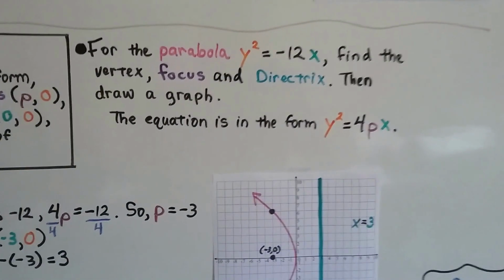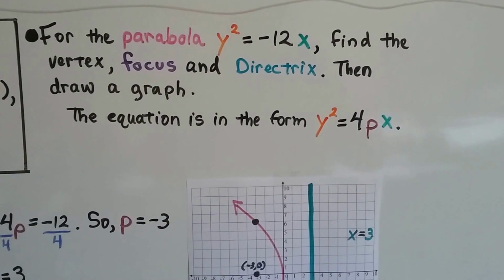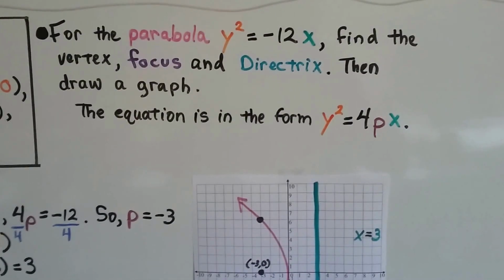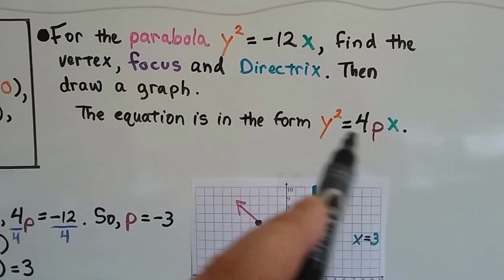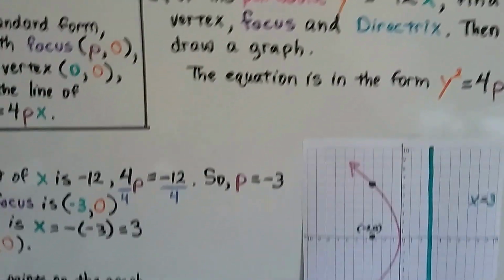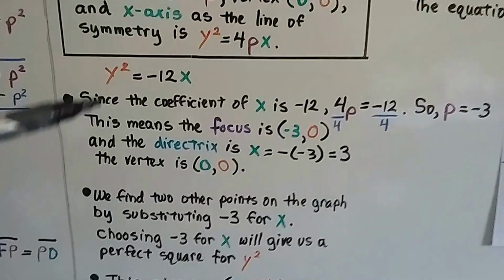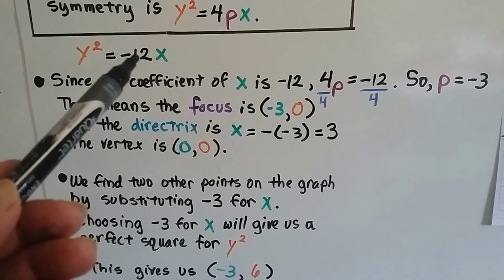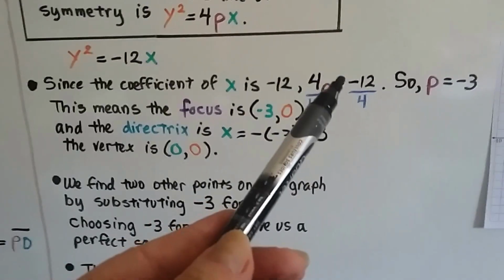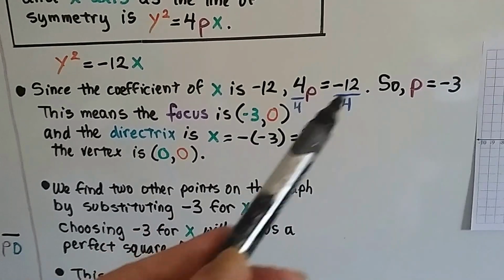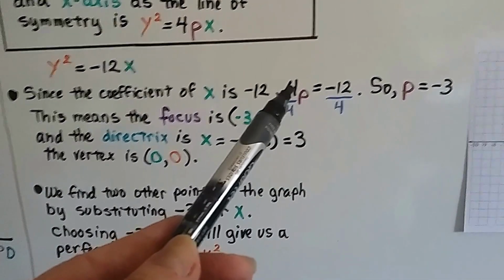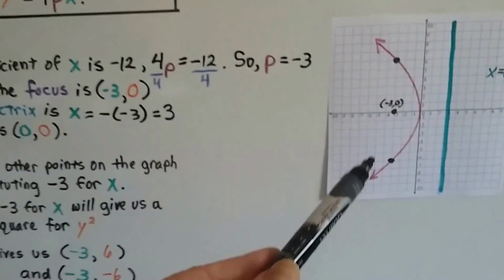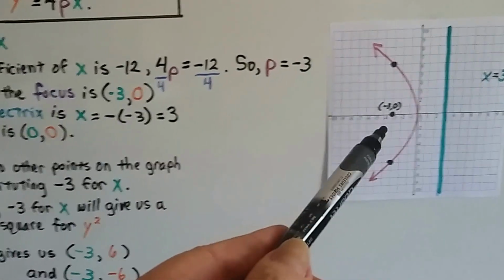For the parabola y squared equals negative 12x, we can find the vertex, focus, and directrix, and then draw the graph. And the equation is in the form of y squared equals 4px. See? So here's our equation again. Since the coefficient of x is negative 12, 4p equals negative 12, we can divide both sides by that 4 coefficient for p, right? So p equals a negative 3. So we know p equals a negative 3.